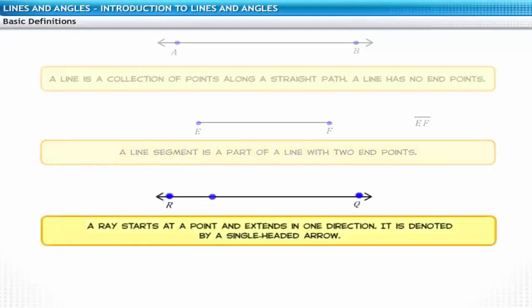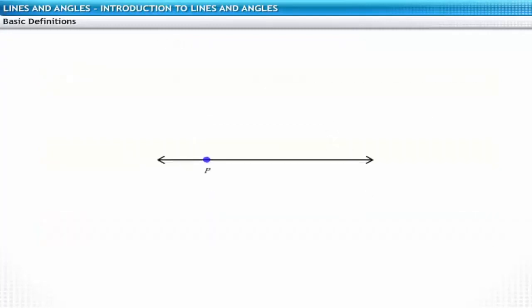And a part of a line with one endpoint is called a ray. Let's name the ray PQ. It is denoted by a single-headed arrow. All the points that lie on the same line are collinear points.